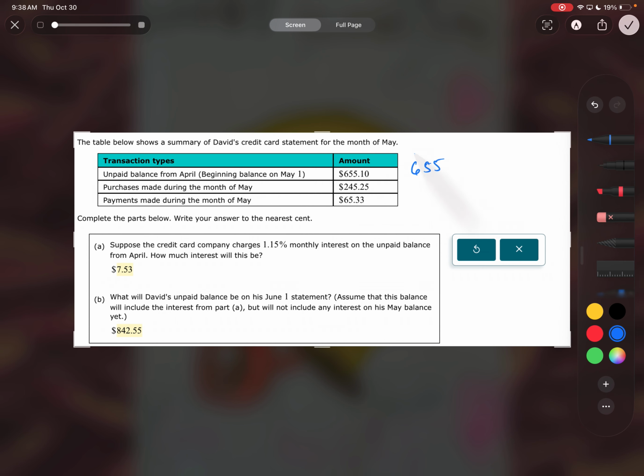So for part A, 655.10 times 0.015. Make sure you change the decimal, and this should equal the $7.53 that she gets charged for interest.